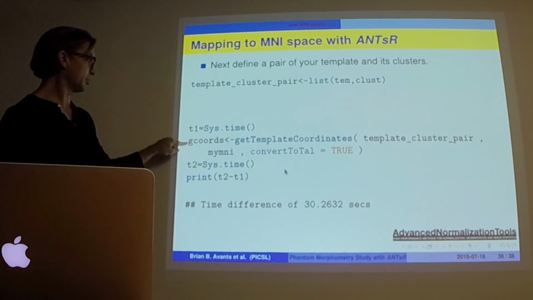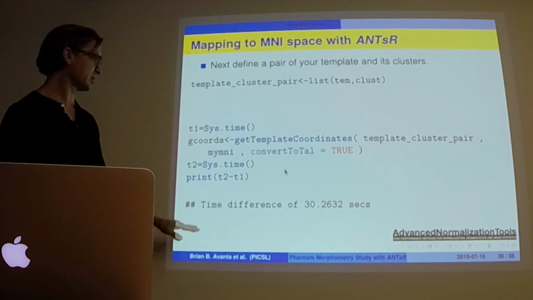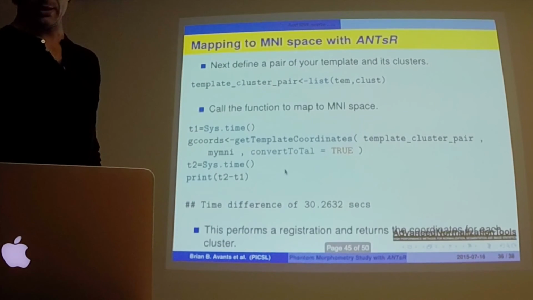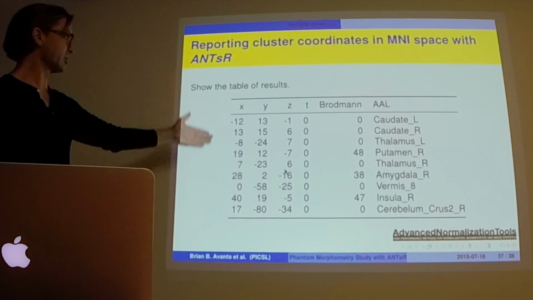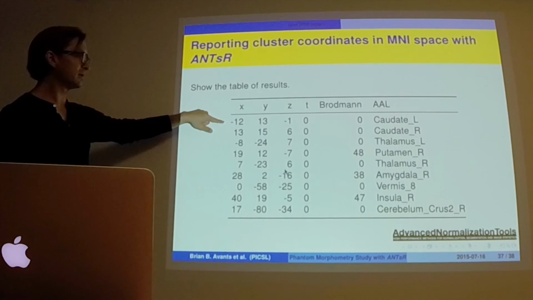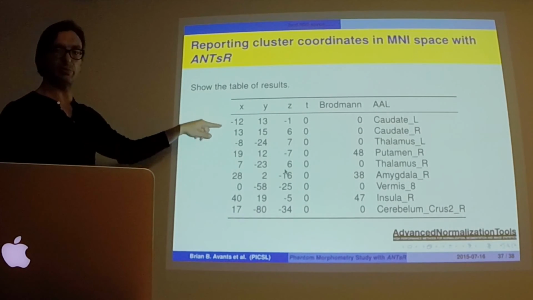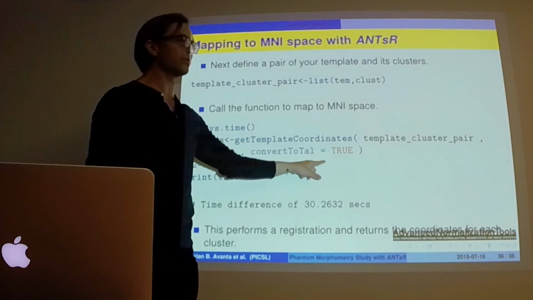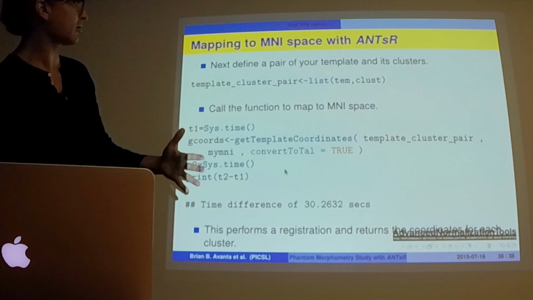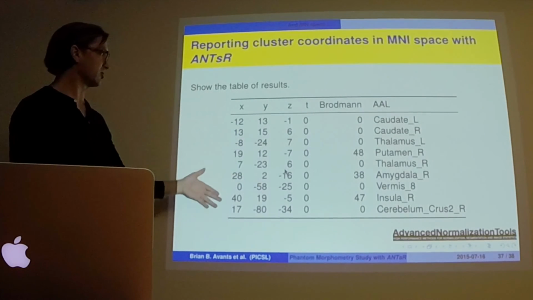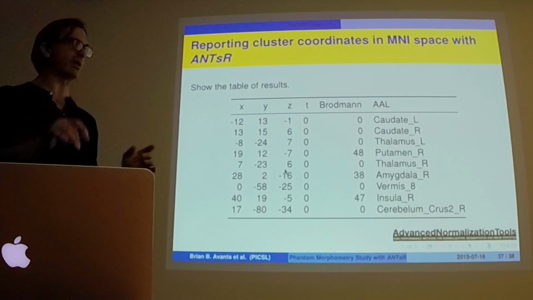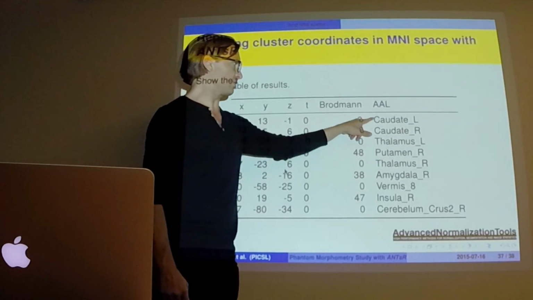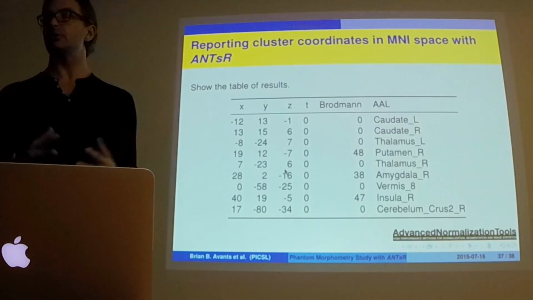It runs a little thing, and it outputs this list of results in about 30 seconds or 1 minute, depending on your computer. And you get your table of results. This is probably Talairach coordinates, depending on if you set a parameter. Oh yeah, convert to Talairach equals true, so converting MNI coordinates to Talairach coordinates. And then this is your table. In ANTsR, there's a little command that will produce this table. It tells you, of the 10 clusters I have, three are in the caudate, thalamus, whatever. So that's kind of the idea.